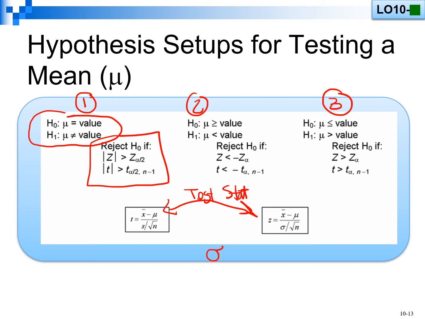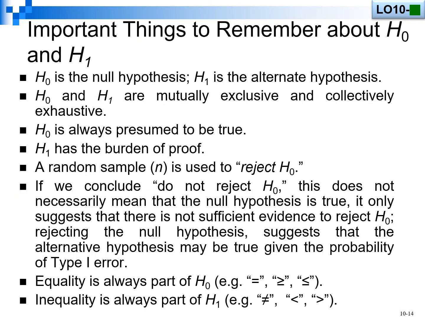And your basic thought on that should be, just ask yourself, if sigma is known, it's always going to be the z. If it's going to be sigma unknown, then you're going to be looking at this formula. So just use that as your simple rule and you'll be fine. Now, of course, this kind of gives you all the different characteristics about the null and the alternate. And I'll just kind of highlight a few of them.